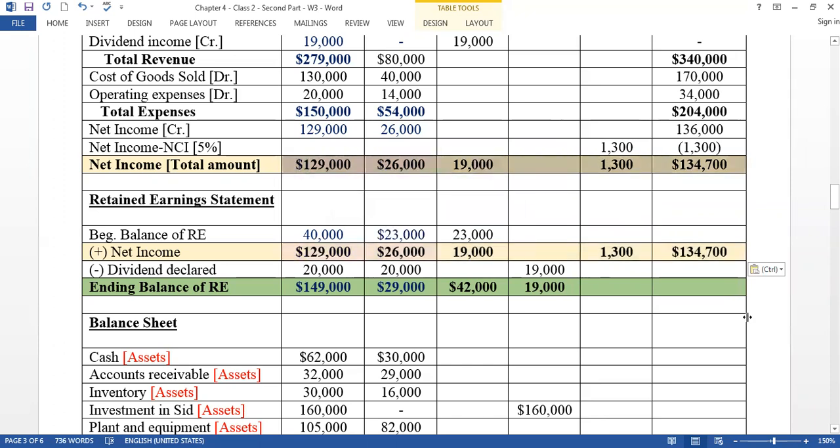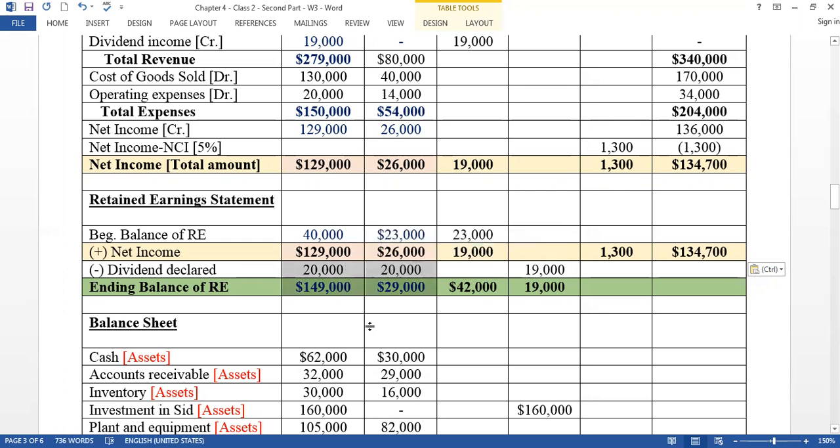Okay. Now we see that we have the beginning balance of retained earnings because we are now in the consolidated part. So this is the beginning balance of retained earnings for the parent company and the subsidiary company. Then the parent company's net income, the subsidiary company's net income. Then this is the dividend. Look, it is minus. This $20,000 dividend was declared by the parent company, and the subsidiary also declared $20,000. Do you understand? Both companies declared a dividend of $20,000.